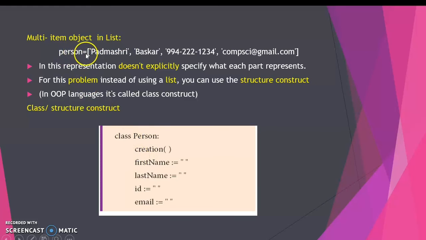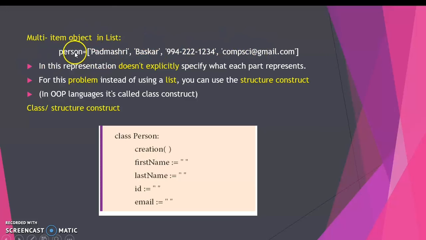Person equal to Batmastri, comma, Bhaskar, comma, some number is given, comma, one mail ID is given. This representation does not explicitly specify what each part represents. In the list representation we are not specifying that this is the name of the person, this is the contact number, and this is the mail ID. You are not specifying a separate name to identify the elements.